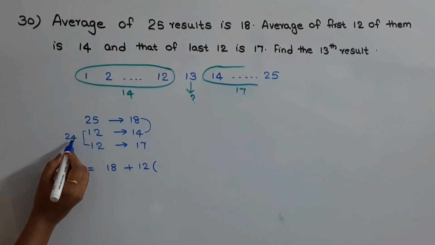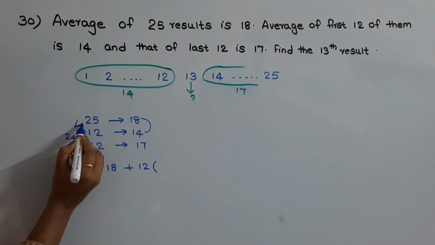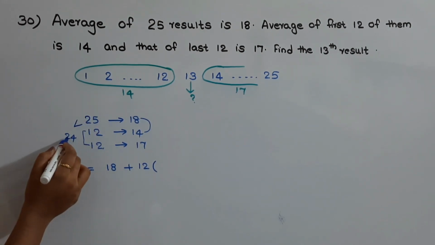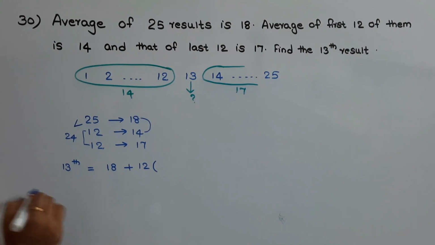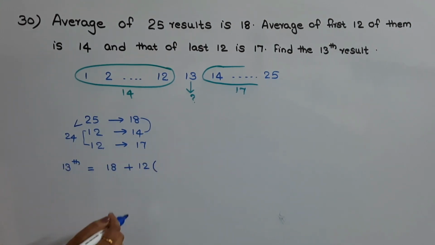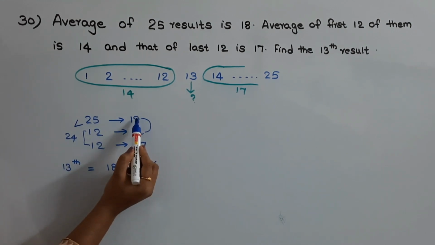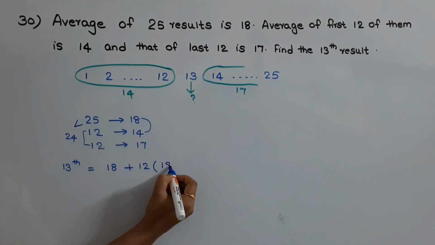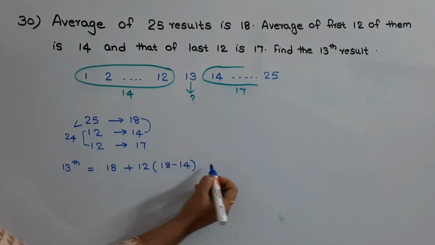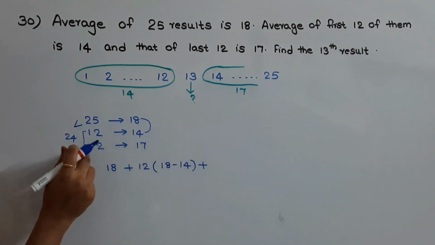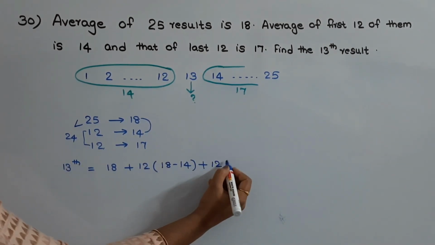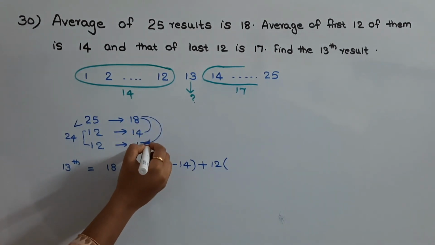This summation is less than this value. So this 24 is less than 25. What will be the order of subtraction? Since this 25 is greater, here you need to write down 18 minus 14. Then plus multiply this 12 by the difference between both values.